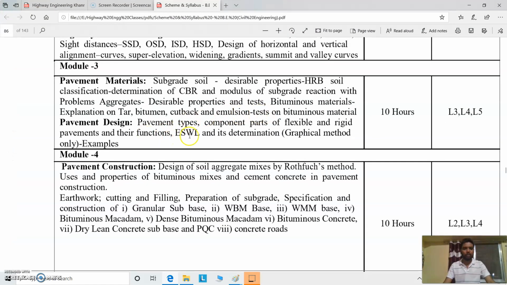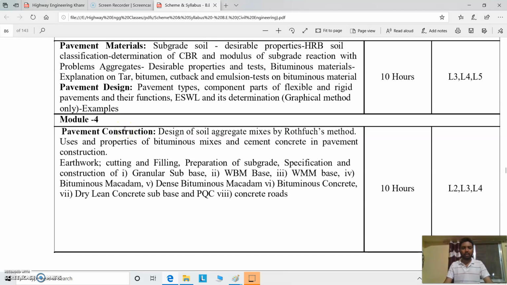And with the completion of this discussion, we end up with module number 3, that is equivalent single wheel load and its determination. We have used the graphical methods, and there will be only examples on this question, and later the result will be used in the pavement design, but in your syllabus you only have to determine this particular load for a given depth, right? And this completes your module number 3. In the next class we'll start module number 4, that is pavement construction, right?